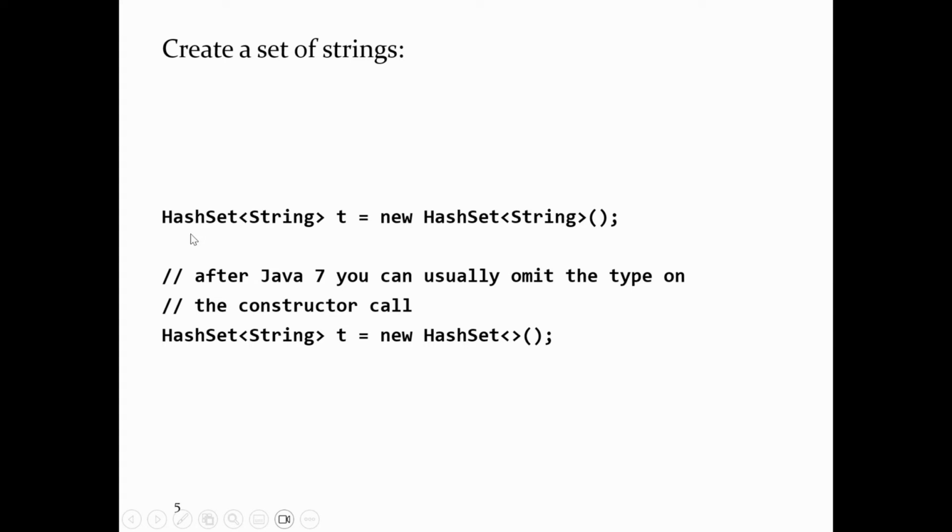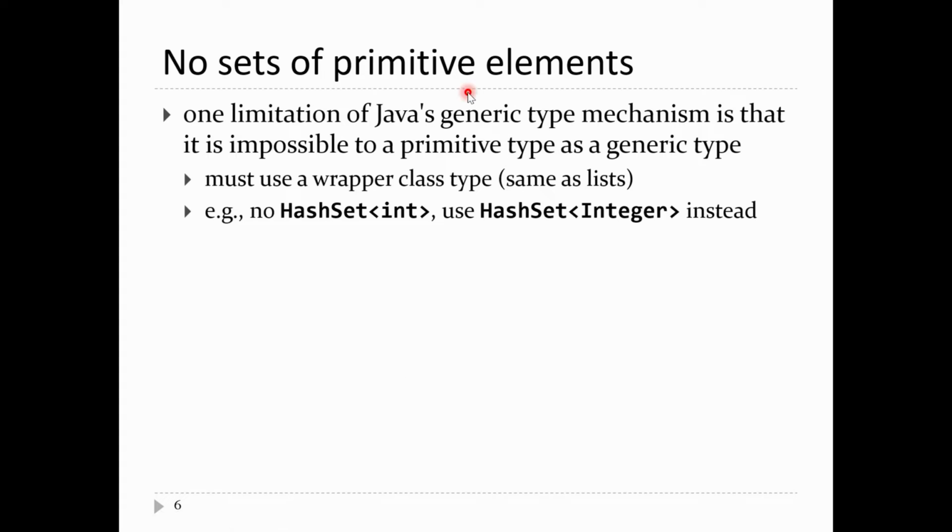So hash set is normally the set that you reach for if you need to use a set. It is the fastest of all of the sets. So just like with lists, you can't make a set whose element type is primitive. So there's no hash set of int. You have to use the wrapper type instead. So there is a hash set of integer. It's the exact same rule as with the array list.